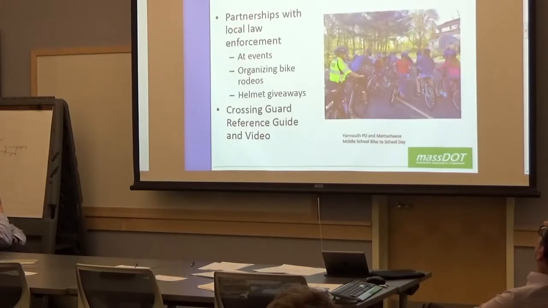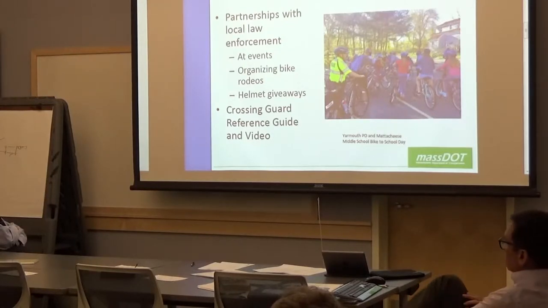The next E is enforcement. Including the local police department in a lot of our events is a great way to get the kids motivated, have role models to look up to. Sometimes they'll come out to the bike rodeos and helmet giveaways. They're also there to train our crossing guards. If you check out our crossing guard reference guide and video, you'll see a lot of local police officials.